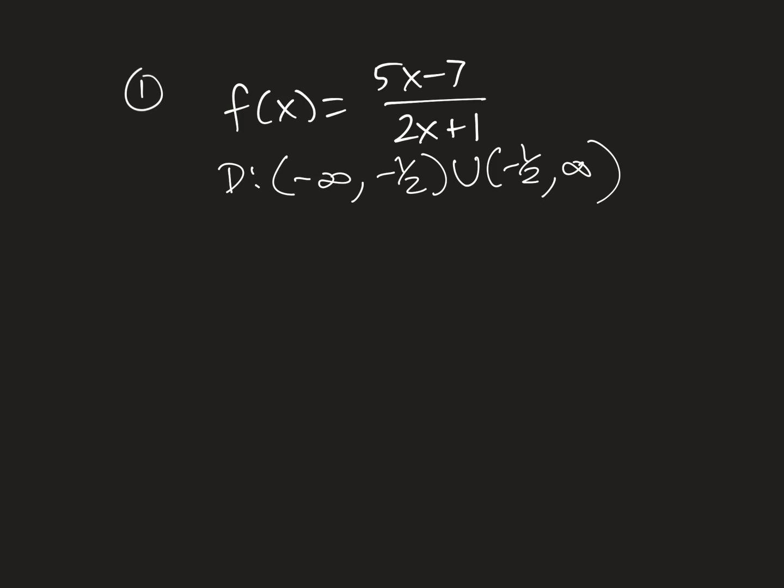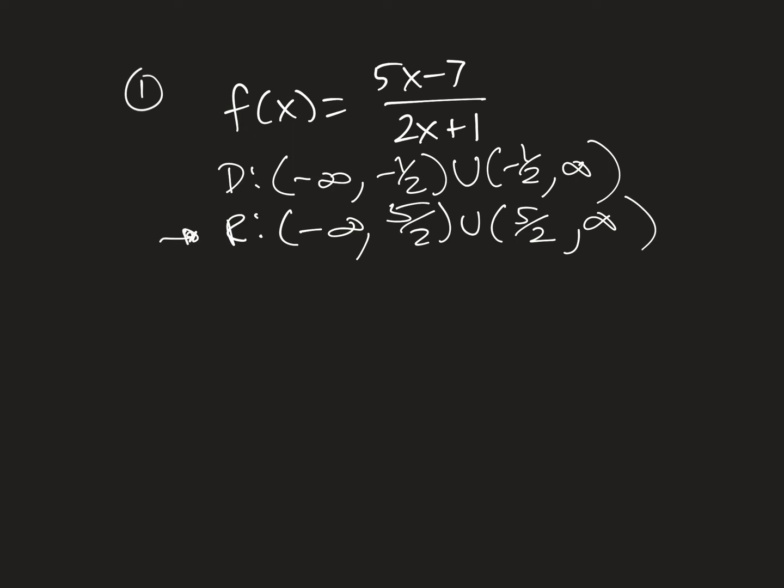So I'm going to suspect that the range here is going to be everything but 5/2, thinking it's not going to cross that HA. But we're going to come back, and I will confirm this when I find my inverse. So now finding the inverse, switch x and y, and let's solve for our new y. So we've got to get that 2y + 1 out of the denominator.